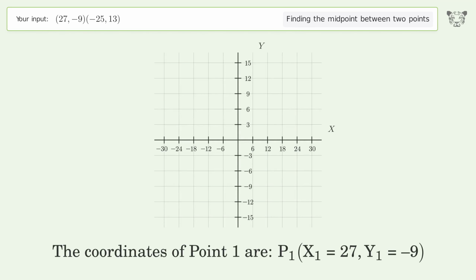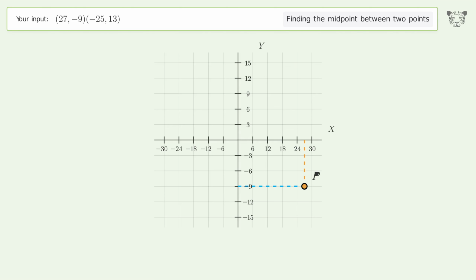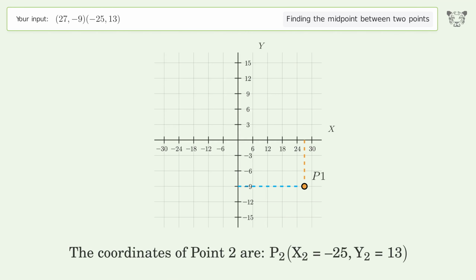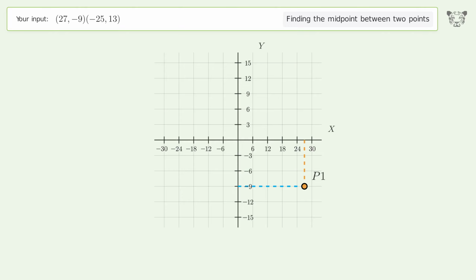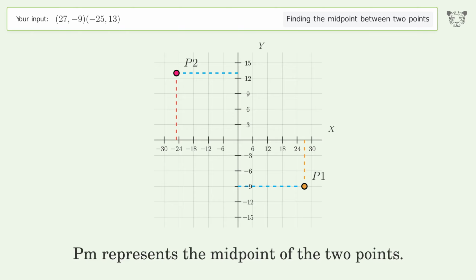The coordinates of point 1 are x1 equals 27, y1 equals -9. The coordinates of point 2 are x2 equals -25, y2 equals 13. PM represents the midpoint of the 2 points.